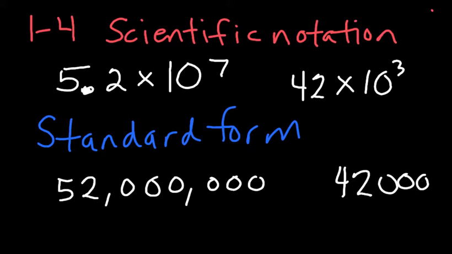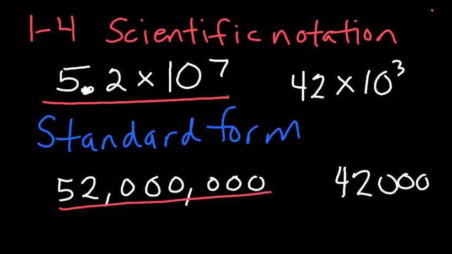This number, 5.2 times 10 to the 7th, is written in scientific notation. This is the same number in standard form. This number is written in scientific notation. And this is the same number in standard form.